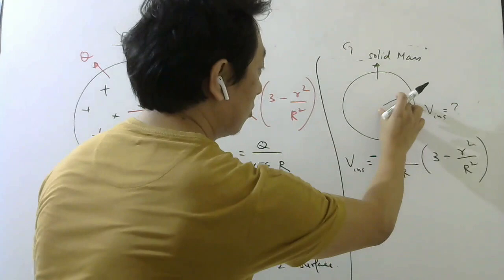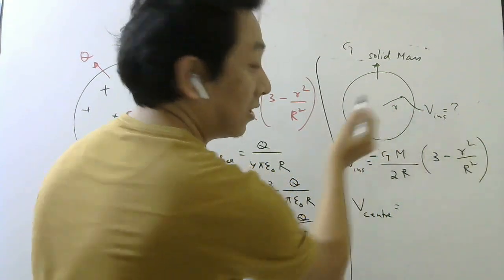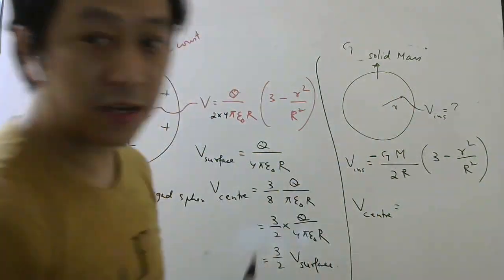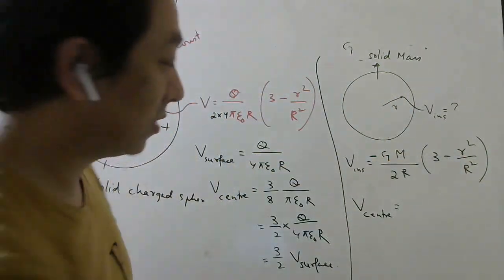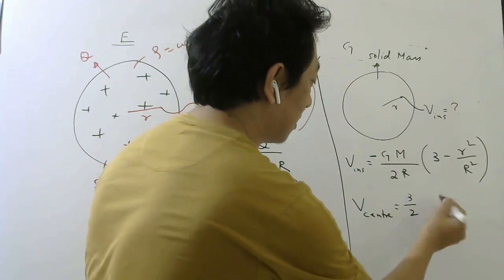And therefore you can check that at the center, small r will be 0, no, at the center. If this is potential at this point, distance r from the center, if I want at the center, what I should do? Small r I should put 0. So potential at the center will be 3 by 2 times potential on the surface.